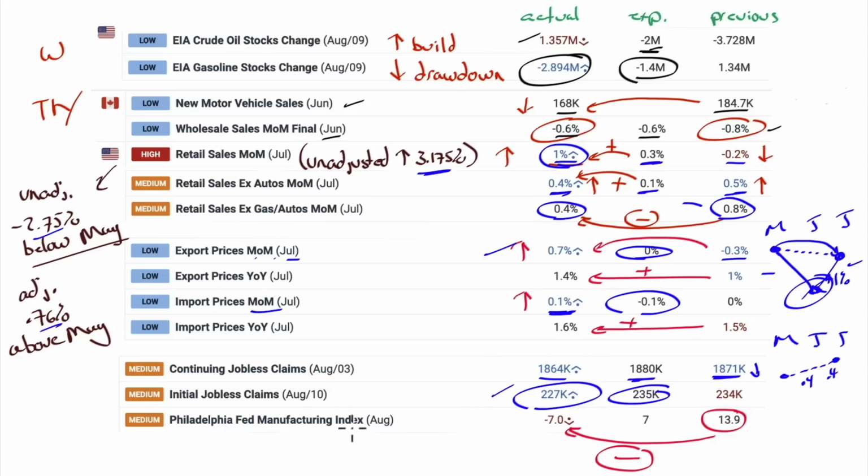Philadelphia Fed Manufacturing Index. I've been showing some of the manufacturing indexes over time. They're not doing very well. 13.9 now down to negative 7. The expectation was 7. I think there's enough evidence to suggest that the economy needs attention now. And when we really focus in on Supercore for CPI, negative for 3 months now, what are they waiting for?